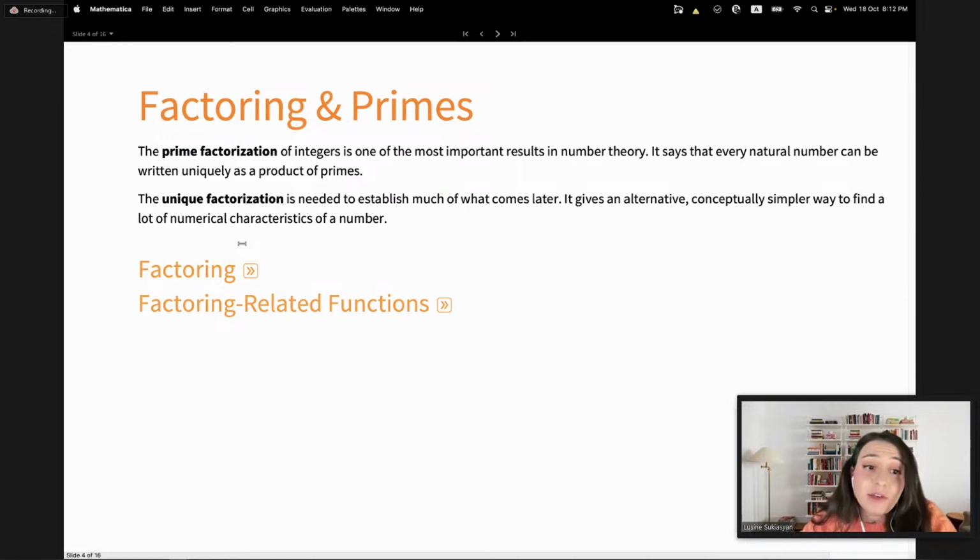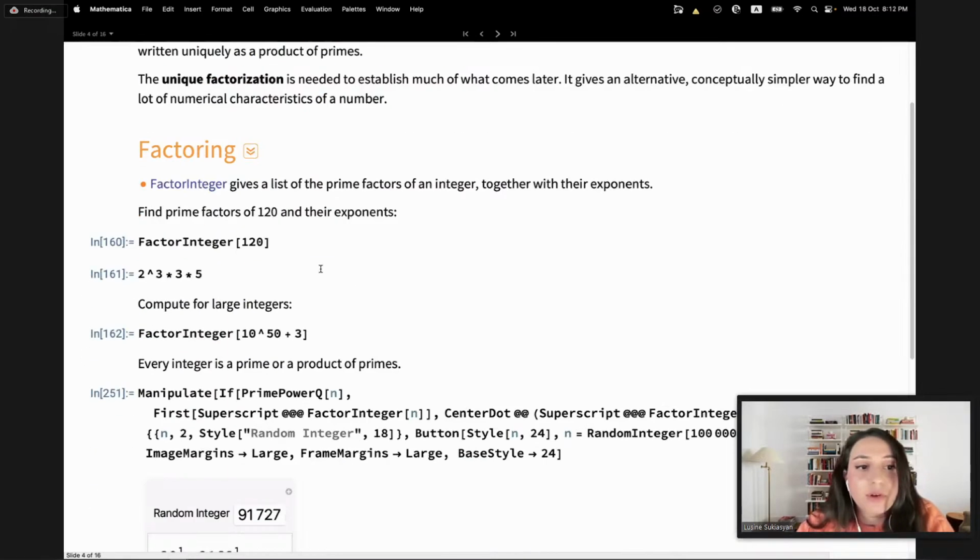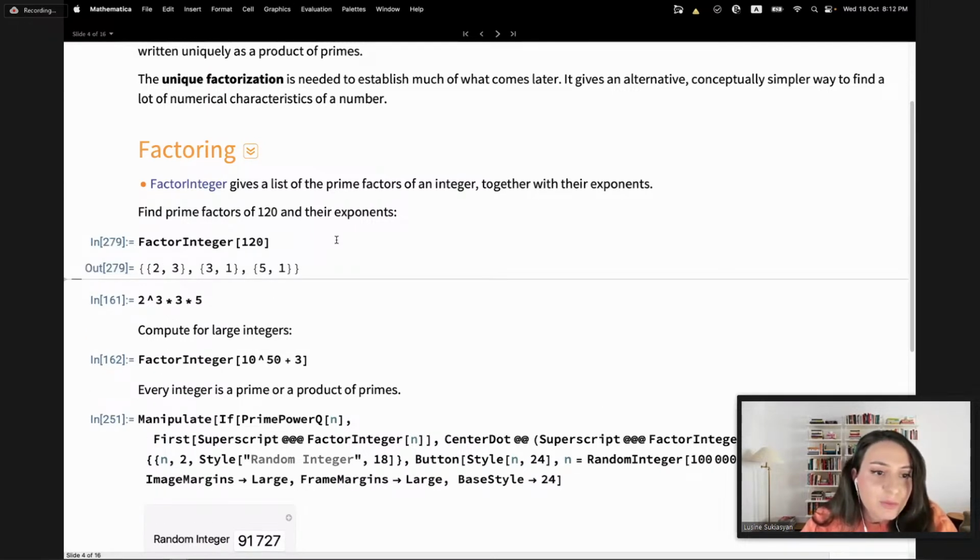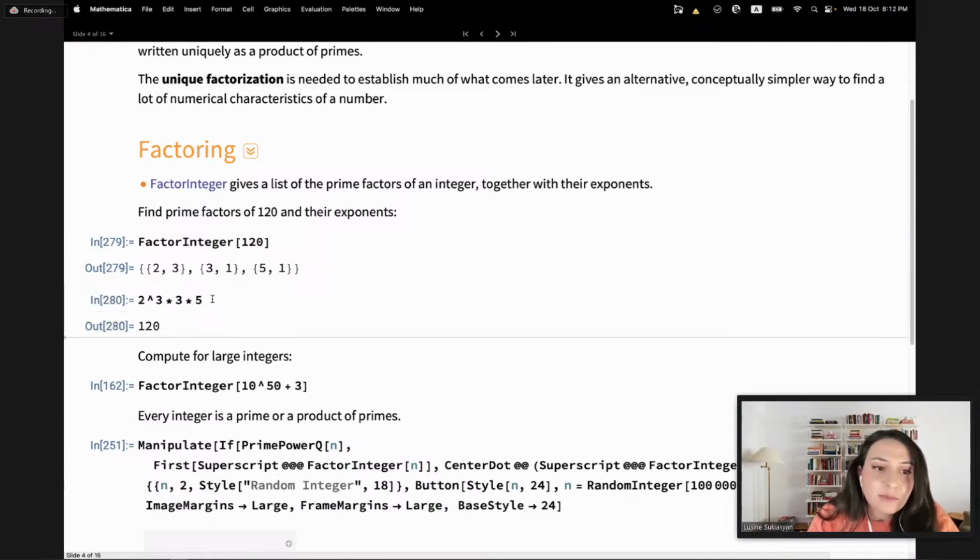So let's again, here functions are grouped into the functions about factoring and the factoring-related functions. So factoring, of course, the most basic function is FactorInteger that gives you a list of the prime factors of an integer together with their exponents. So if we want to find the prime factors and the prime factorization of 120, we just do this. And here you go, 2 to the power of 3, 3 to the power of 1, 5 to the power of 1. And we can check by doing this simple thing, right? We can just multiply them and we get the number, and this representation is unique.